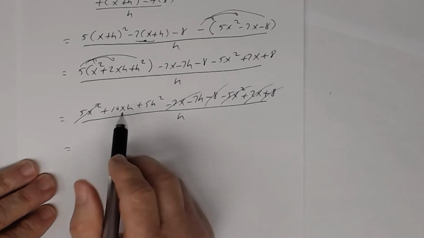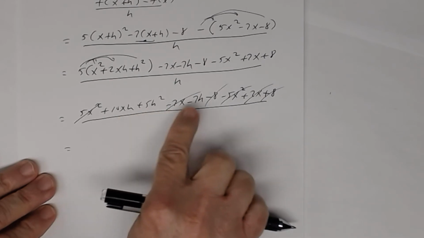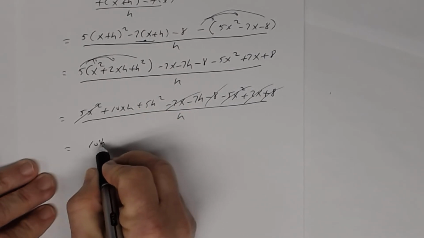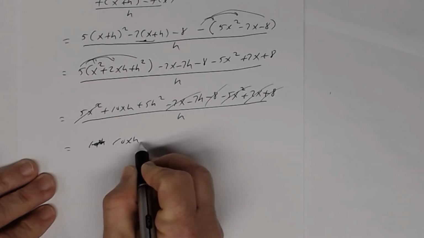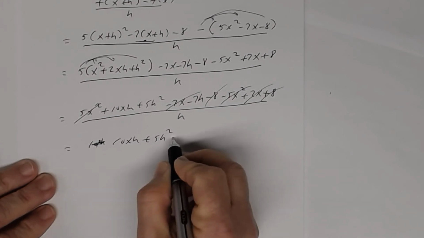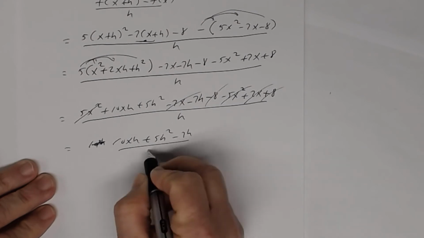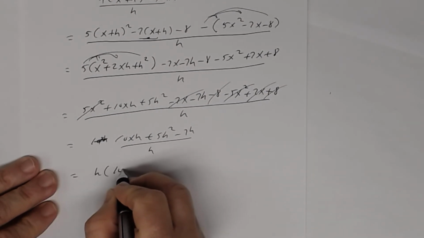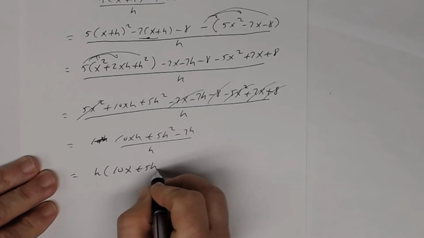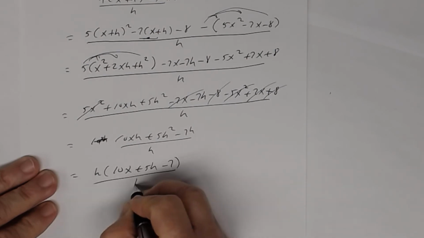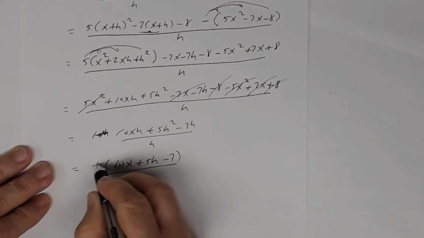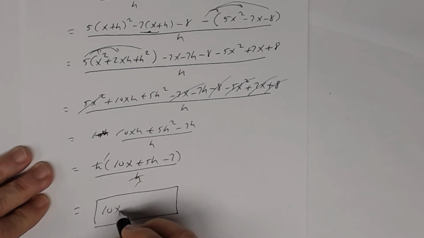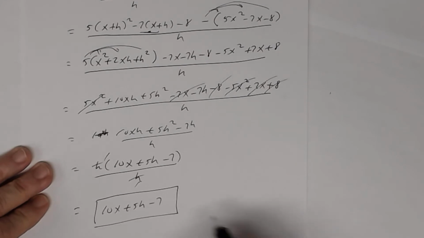Notice they all have at least one factor of h. So let's go ahead and write it out first. So you have 10xh plus 5h squared minus 7h, all divided by h. So let's go ahead and factor out an h. So I get h times 10x plus 5h minus 7, all divided by h. The h's divide out, and here is your answer. 10x plus 5h minus 7.